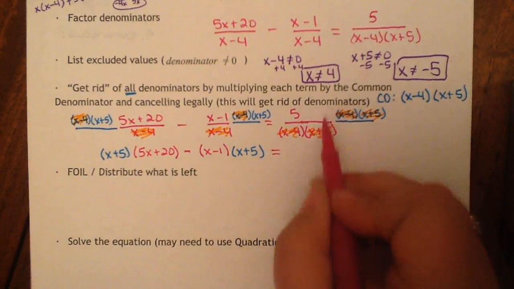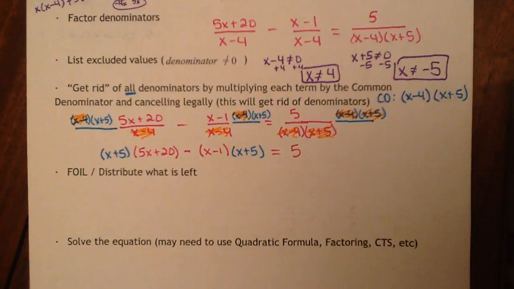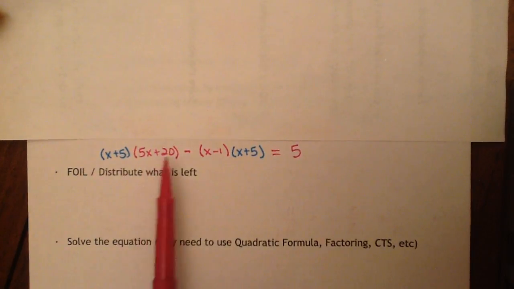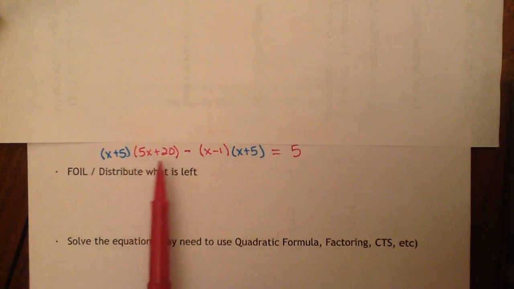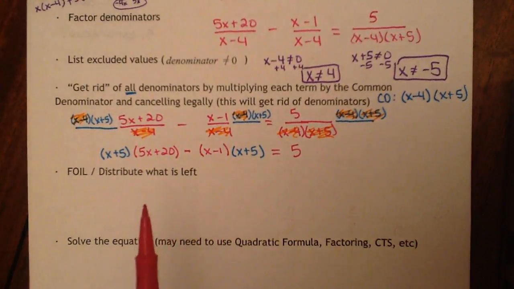After the equal sign, everything canceled except this 5. So now, if we get rid of that stuff, you'll see that this is what we've got left. That makes it a little bit easier to see what's going on. Do you see that you could FOIL here and FOIL here? So let's make sure that we do that.